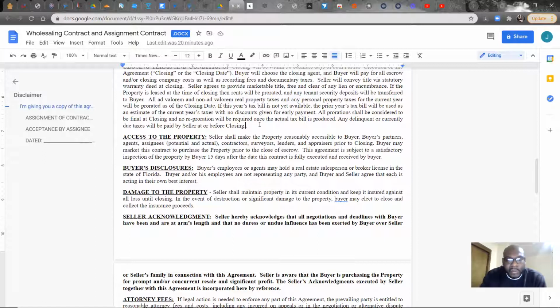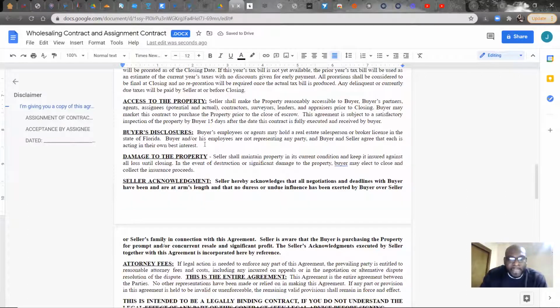That's just making sure that they got everything locked up and ready to go, so there's not any extra costs on the cash buyer. Access to the property. This is important because you want to make sure that you have access to the property to take the cash buyer over there. Sometimes cash buyers buy sight unseen, but that's rare. People want to look at it; you wouldn't look over a car or test drive it before you bought it, right? It's the same. So sellers shall make the property reasonably accessible to the buyer's partners, agents, assigns, potential and actual contractors, surveyors, lenders, and appraisers prior to closing.